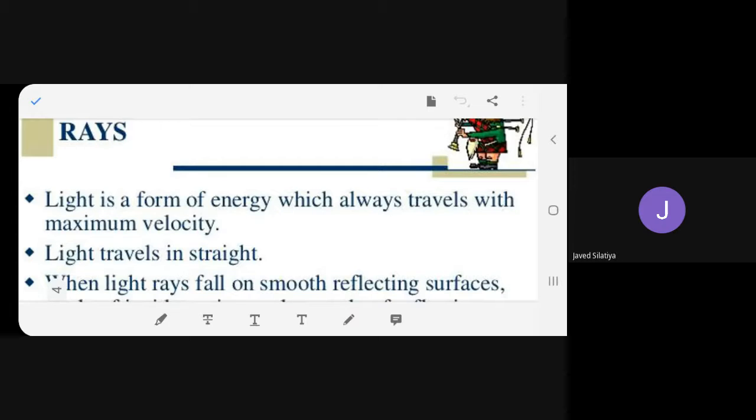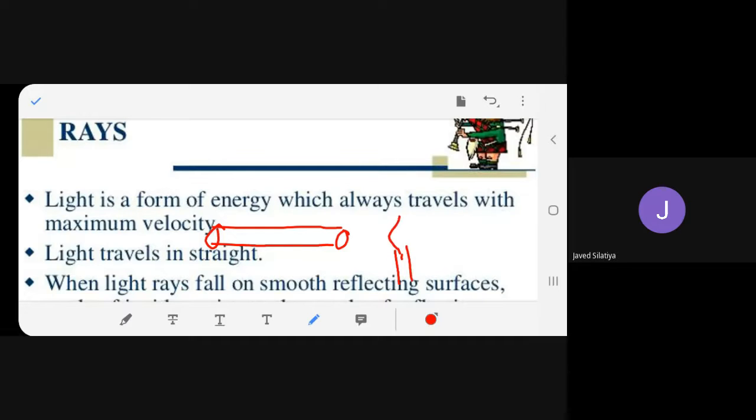Also, it travels in a straight line. We will do certain experiments. Take a pipe and place one candle on top, like this is the pipe. Place a candle over here, and observe with your eyes over here. Observe with a straight pipe. You can see the candle.